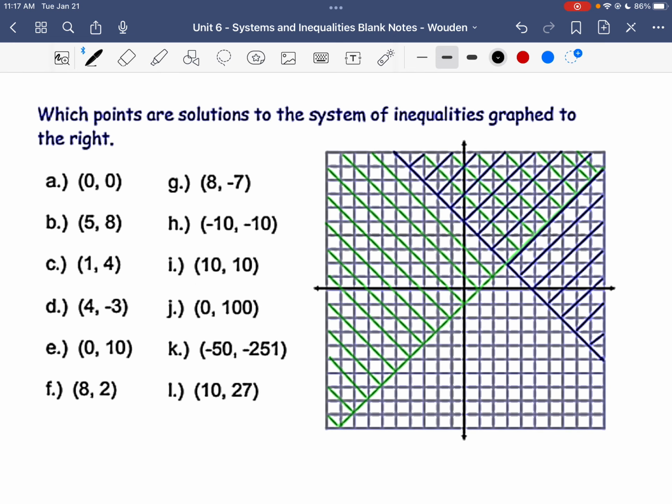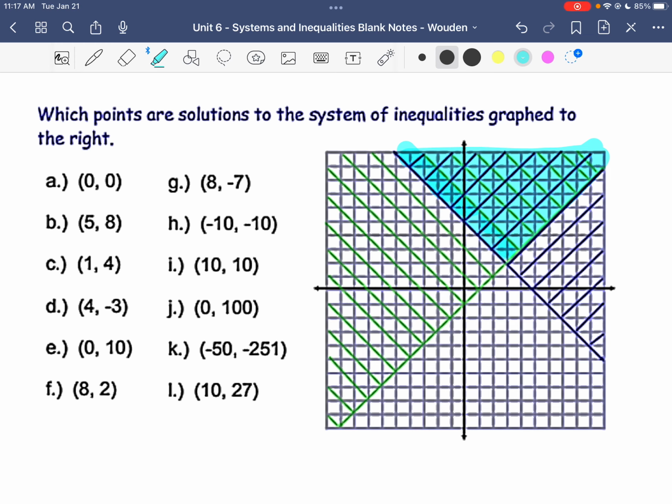There are two inequalities graphed. We have my green inequality and we have my blue inequality. Now you can see that there's an overlapping area, and I will shade it with my highlighter. There's an overlapping area here where my blue and my green overlaps. Okay, so I'm going to highlight that. Every point in that highlighted area is a solution to both my inequalities, okay?